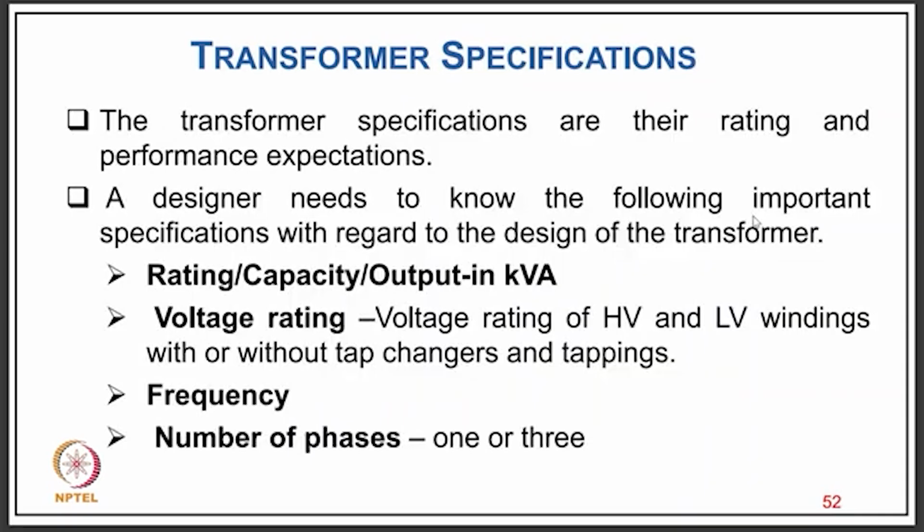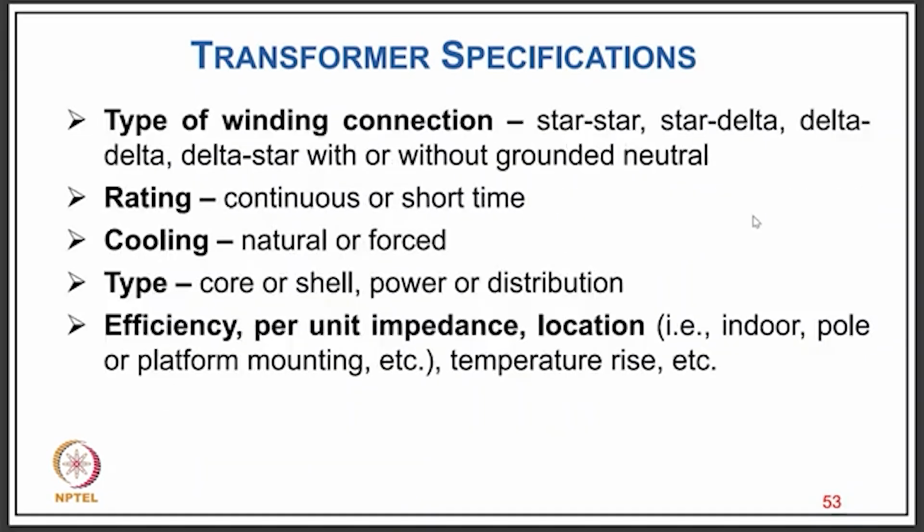So transformer specifications are their rating and performance expectation. A designer needs to know the following important specifications with regard to the design of a transformer: rating, capacity and output in kVA, and voltage rating of the HV and LV winding with or without tap changer and tapping, and of course the frequency, number of phases, maybe 1 or 3, and type of winding connection like star star, star delta, delta delta, delta star, with or without ground, or maybe polygon, hexagon, Scott, zigzag, T connection. There are plenty of connections, 7 to 8 connections, where 3-phase transformers are connected for different applications and purposes.